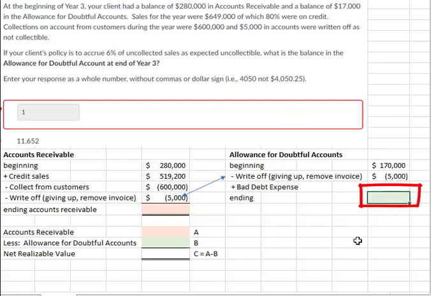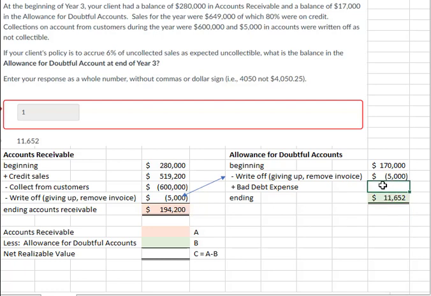That's this cell right here. This is what you have set aside to cover future write-offs. And they want the expected uncollectible, or estimated uncollectible, that balance there, to be 6% of uncollected sales. That is 6% of accounts receivable. And what is the balance? Okay, so let me get the ending accounts receivable. And now I want this here to be 6% of ending accounts receivable. And that's what they asked for, that ending balance.